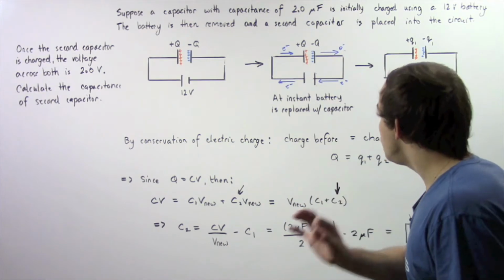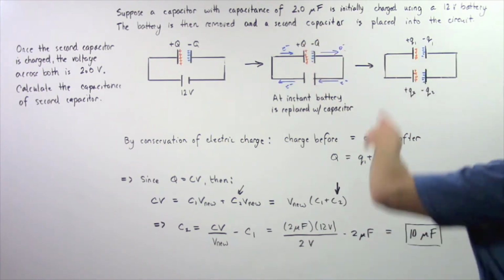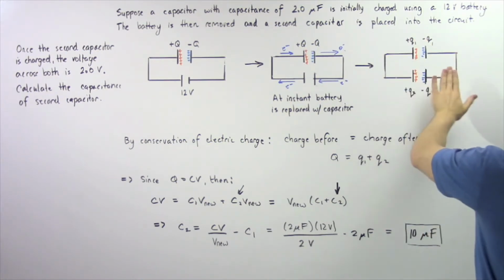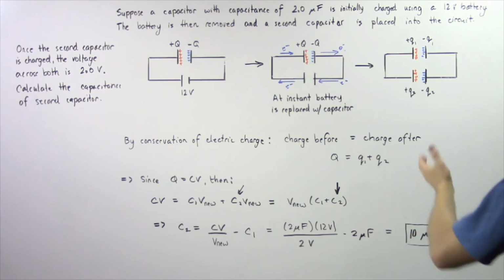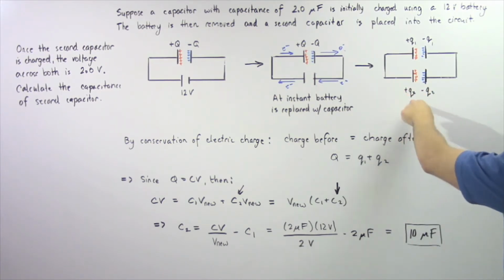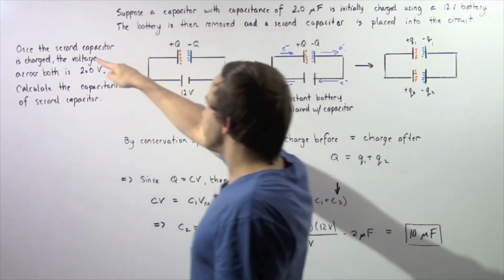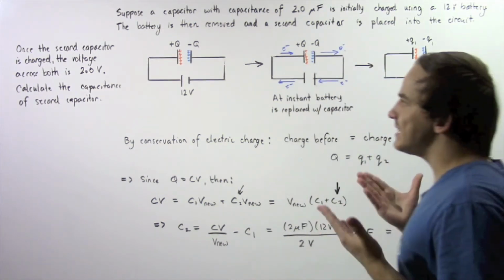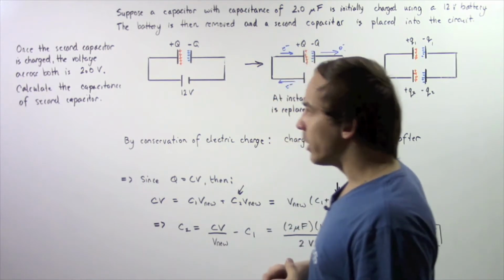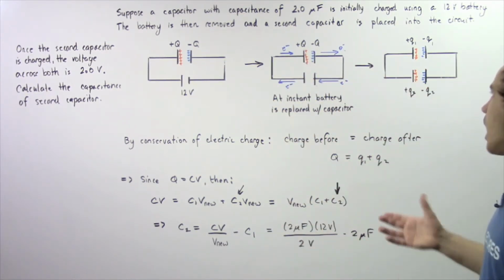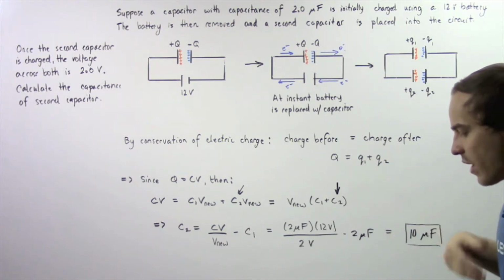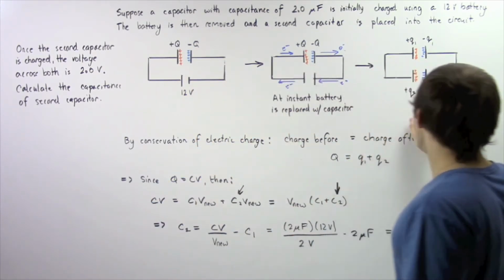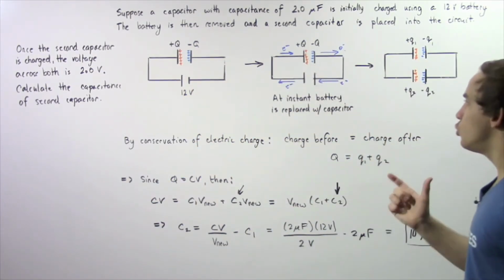So let's suppose the new charges on these two plates are given by positive Q1 and negative Q1, so they're equal and opposite, and the charges that have accumulated on these two plates are equal to negative Q2 and positive Q2. Now, once the second capacitor is fully charged, the voltage across these two capacitors is equal to 2 volts. And at that point, we want to calculate the capacitance of our second capacitor. So, how exactly are we going to go about calculating this? Now, we have to use a trick.